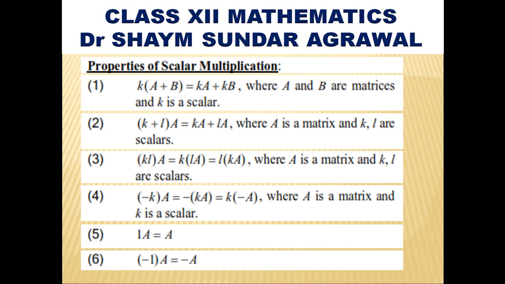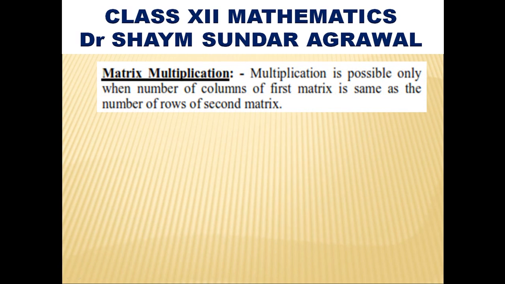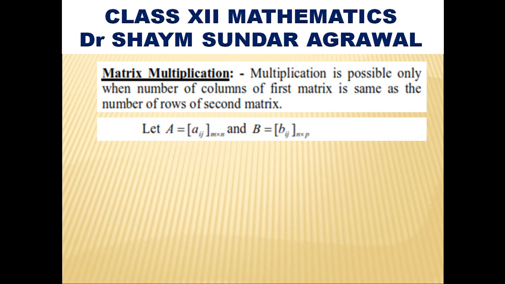Next, matrix multiplication. How to multiply two or more matrices? Matrix multiplication is possible only when the number of columns of the first matrix is the same as the number of rows of the second matrix. It is very, very important. So let A be a matrix of order m cross n.